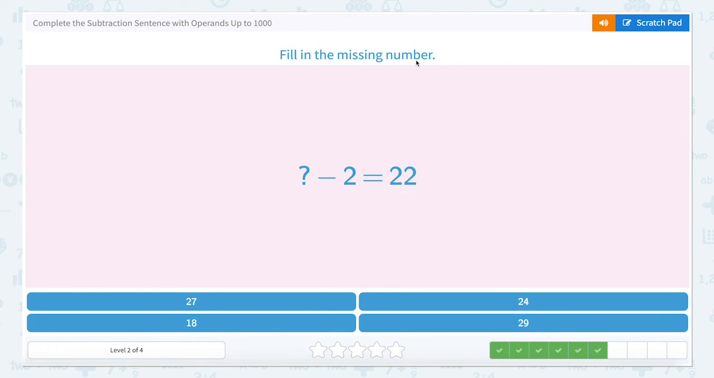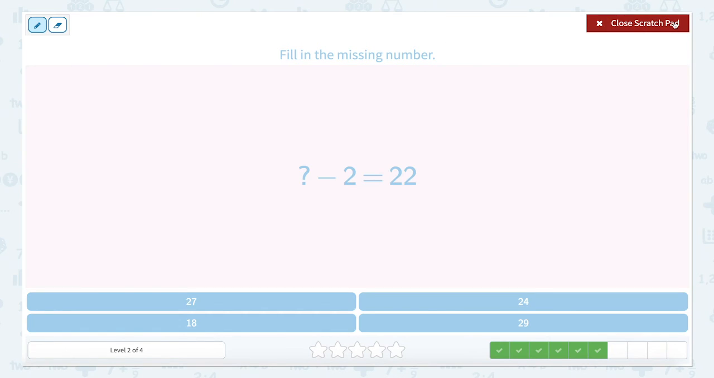So fill in the missing number. Let's open up that scratch pad. It's always so helpful. Now that first number is missing again, so we can rewrite this one as an addition sentence. So this one would be 22 plus 2, which is going to give us what? Well, 22 plus 2 more is going to give us 24.